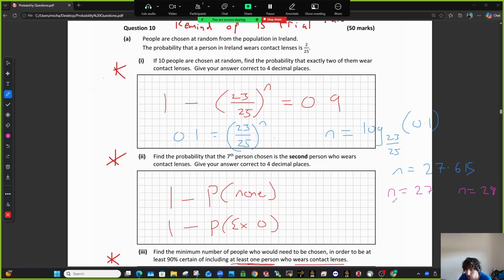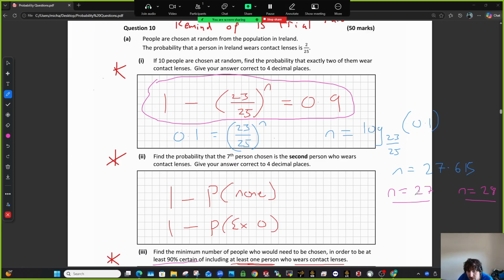So you need to put both of these back into the original expression up here, and you've got to study which one actually does make it either fall above 0.9 or below it. You've got to read it very carefully: to be at least 90%, what they're looking for is a value that makes it over 90%. So if I put 27 in there, 1 minus 23 over 25 to the power of 27.